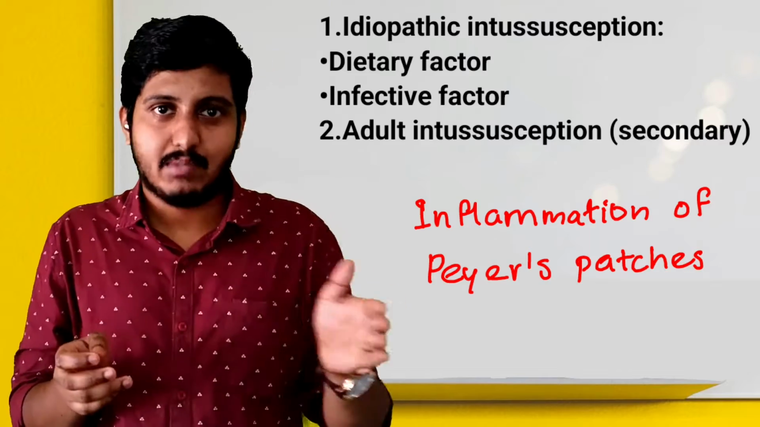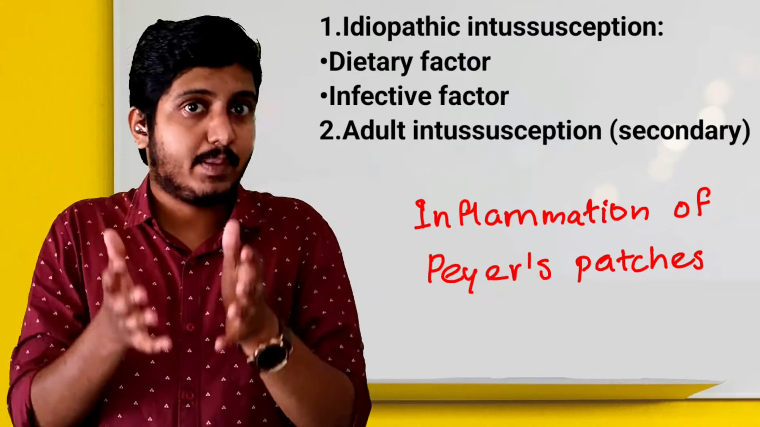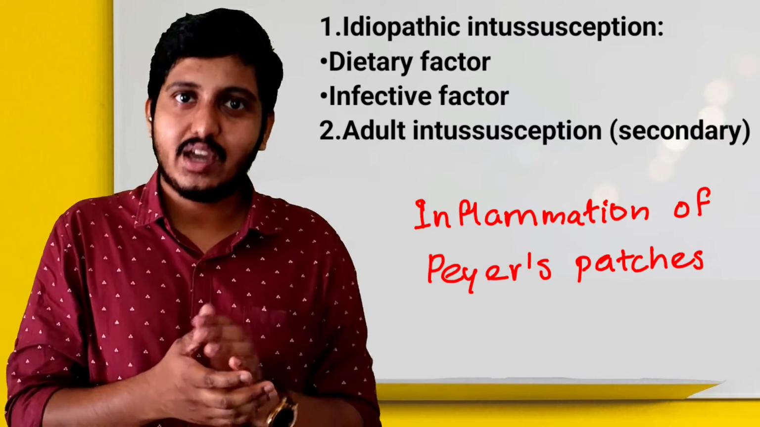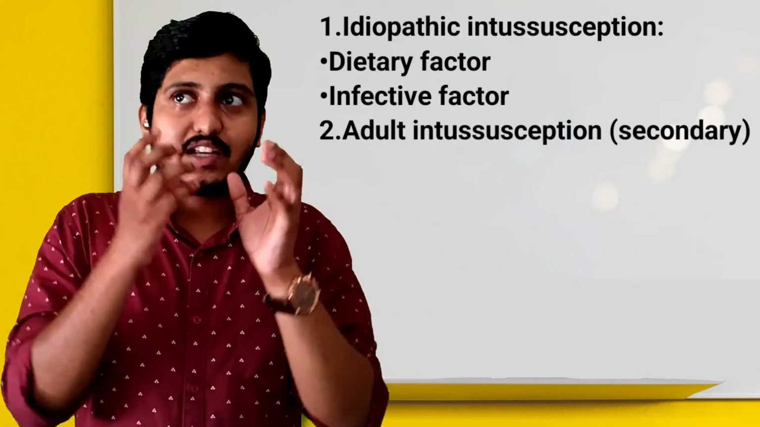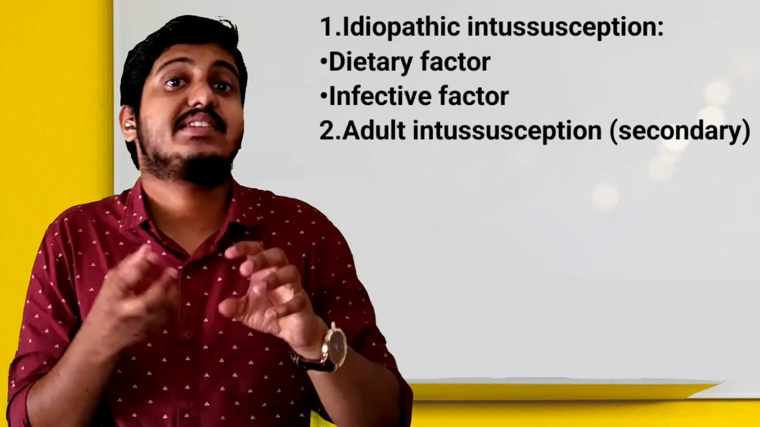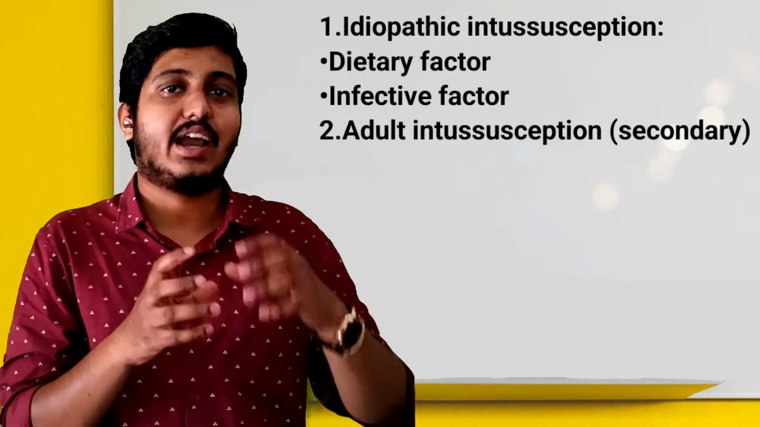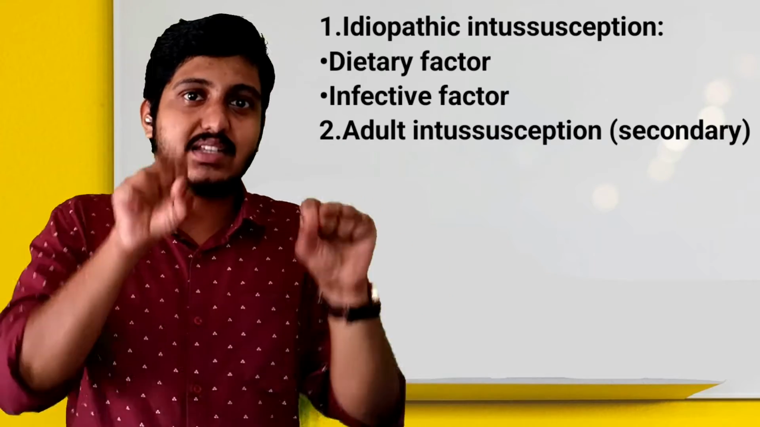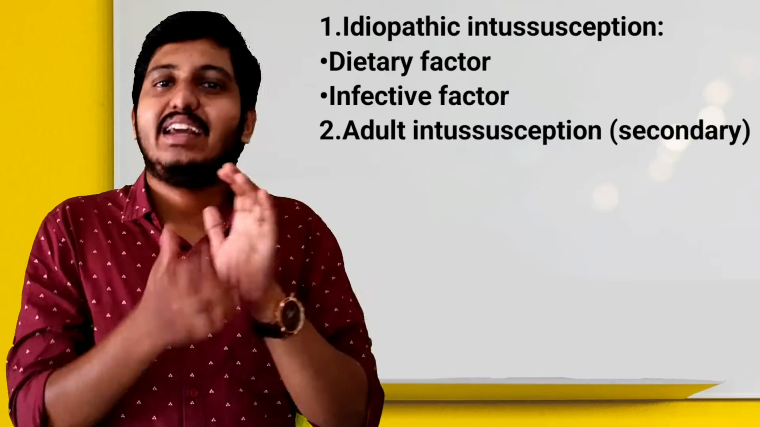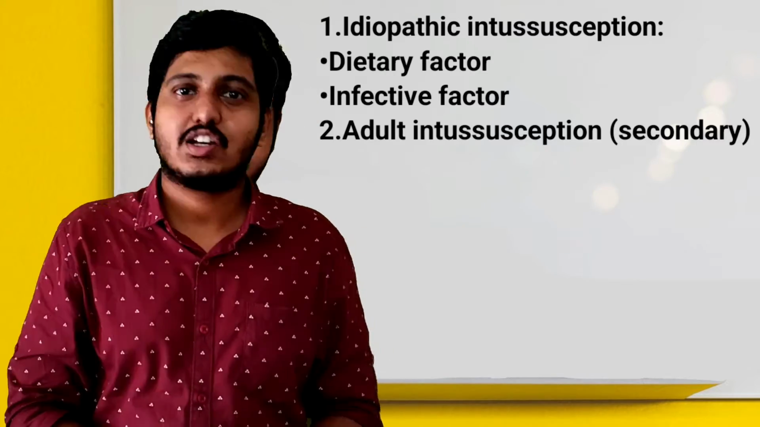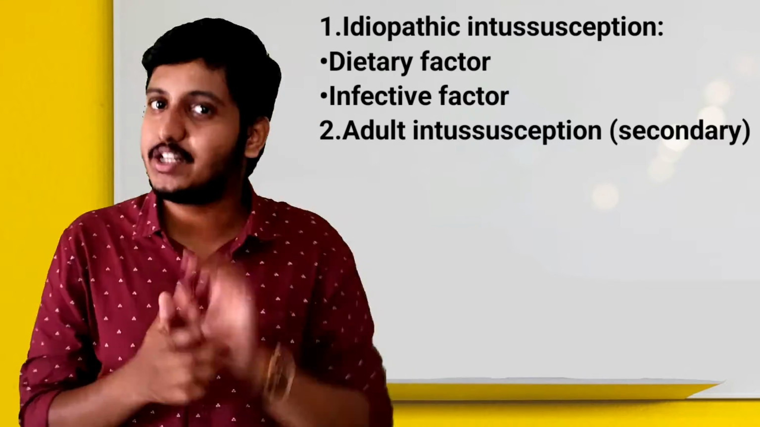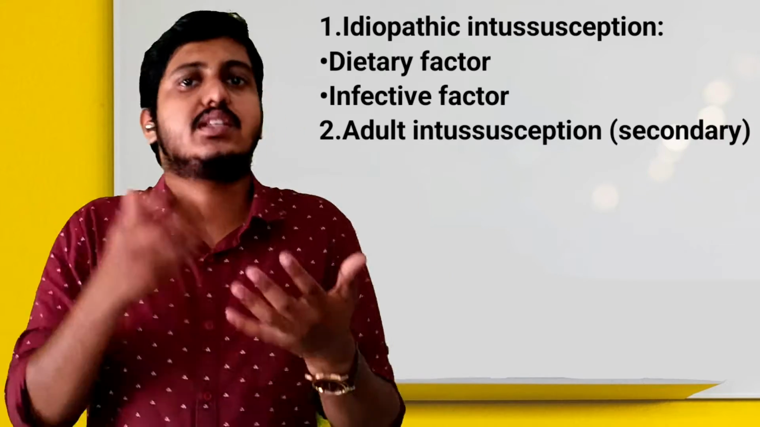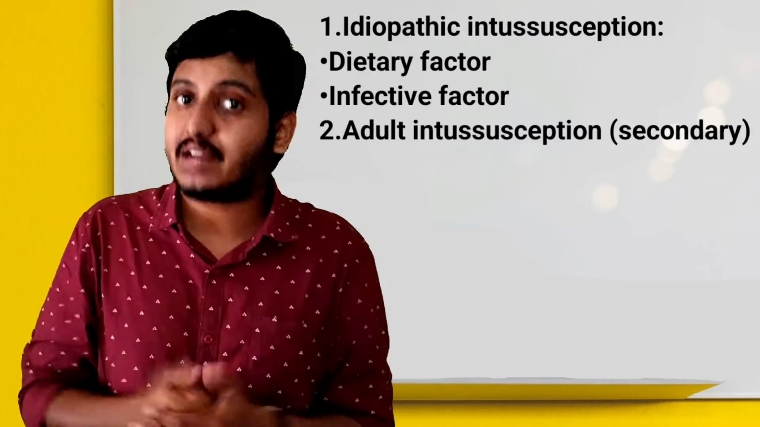That is, during this 6 to 10 months of age, the baby is changing from breastfeeding to complementary feeds. When complementary feeds come, the Peyer's patches get inflamed and hence enlarged in the terminal ileum. As a result, peristalsis becomes very complex, and hence the intussusception occurs. So that's actually a dietary factor behind intussusception. Another theory is that it is due to the inflammation of Peyer's patches, which is in turn due to recurrent upper respiratory tract infections.